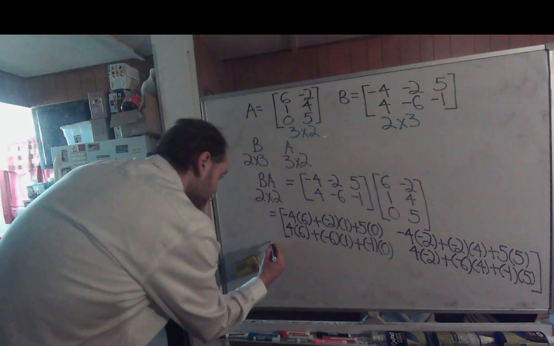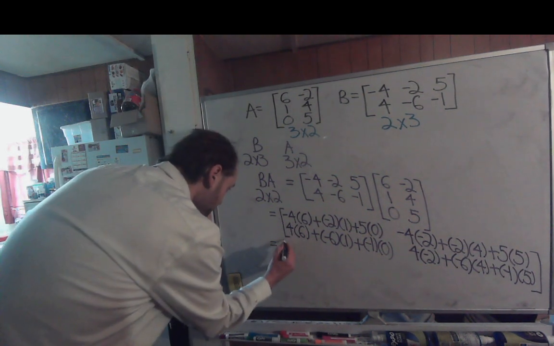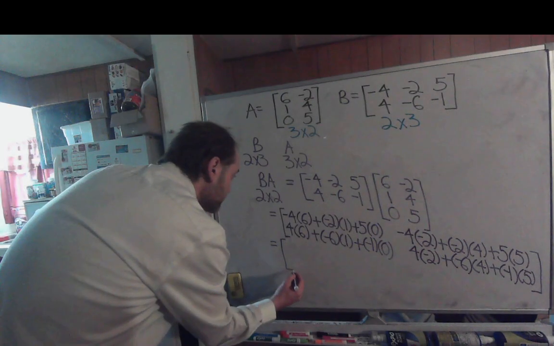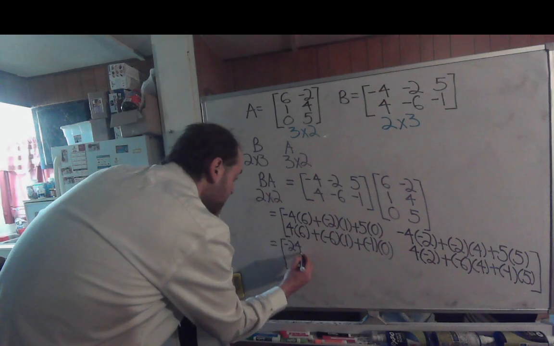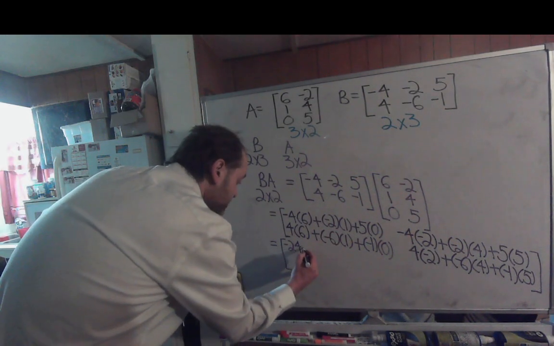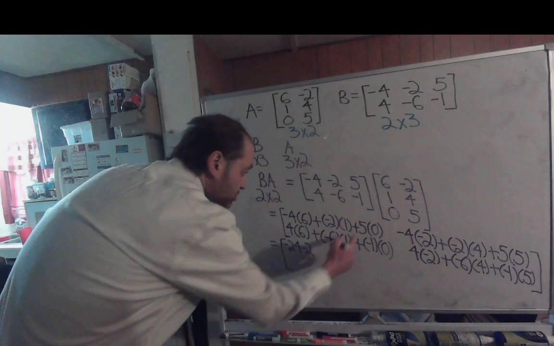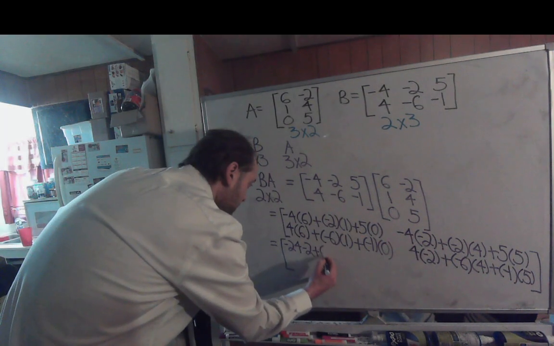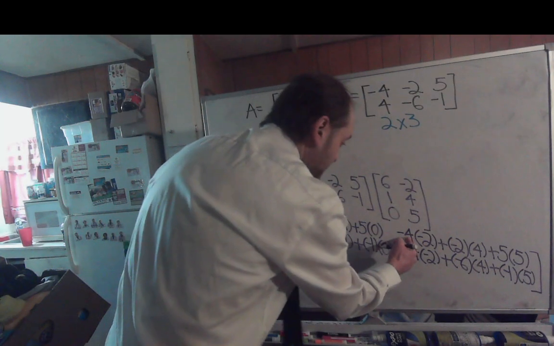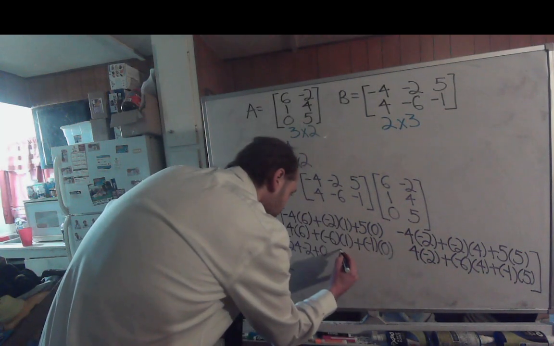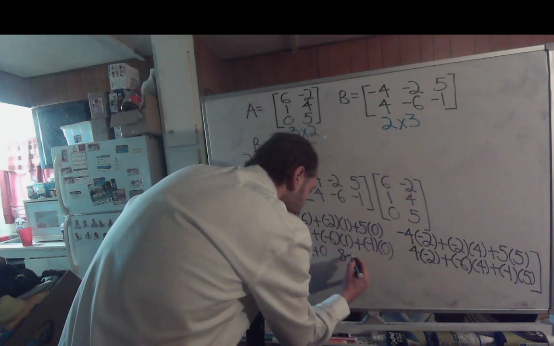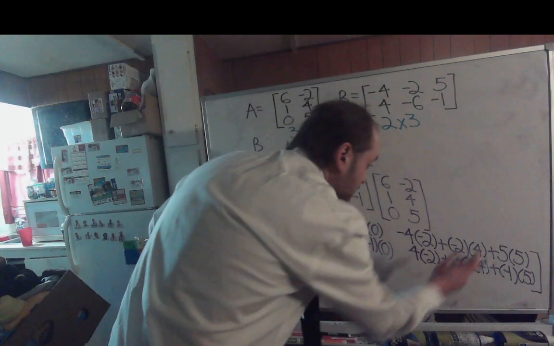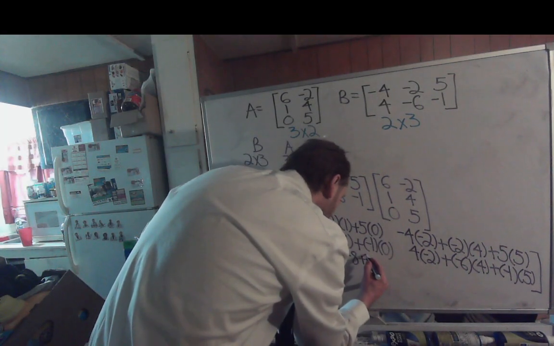And now we just got to simplify this. So this is going to turn into negative 4 times 6 is negative 24. Negative 2 times 1 is negative 2. So negative 24 minus 2 plus 5 times 0 is 0. Then we have negative 4 times negative 2. That's positive 8. Negative 2 times 4, it's minus 8. So you have 8 minus 8 plus 5 times 5, which is 25.